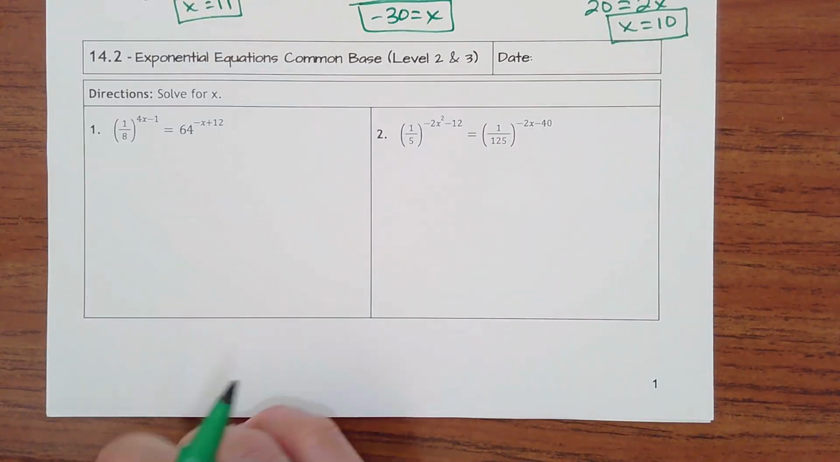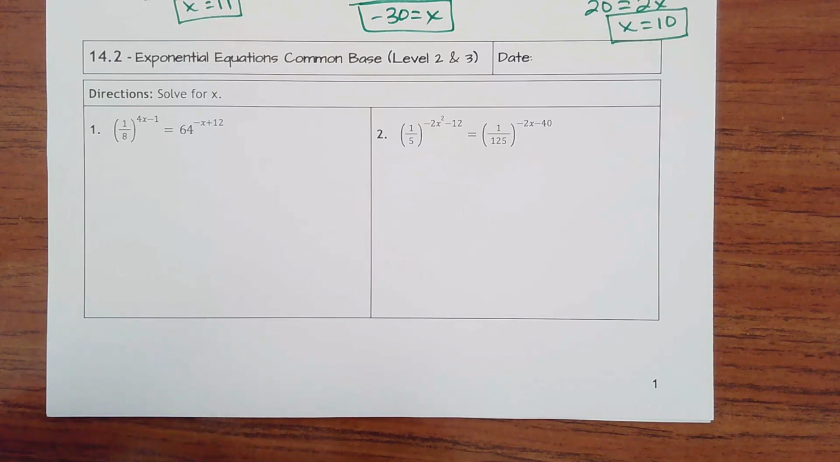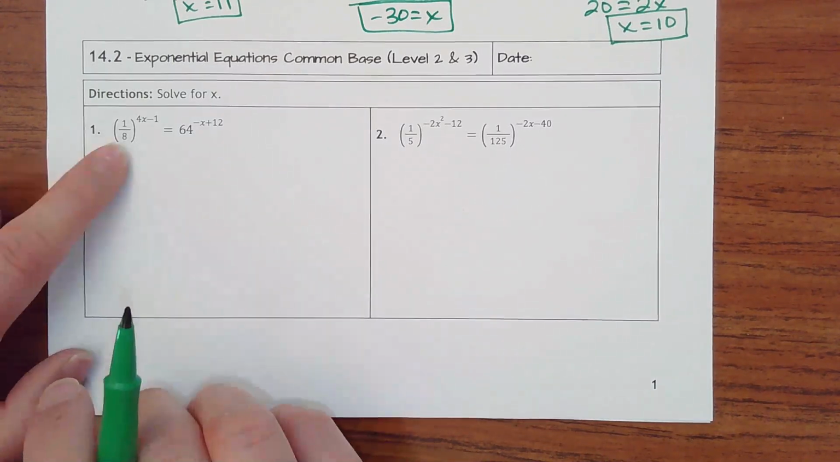Lesson 14.2 is exponential equations with a common base. This is level 2 and 3. Gets a little harder, but not much. So number 1, I see 1 over 8.